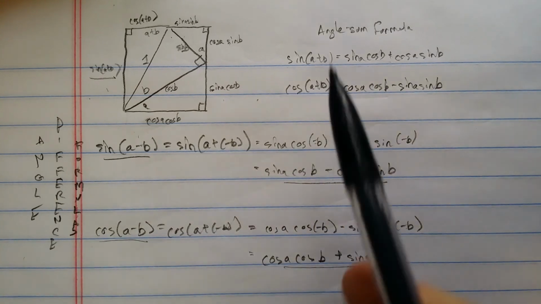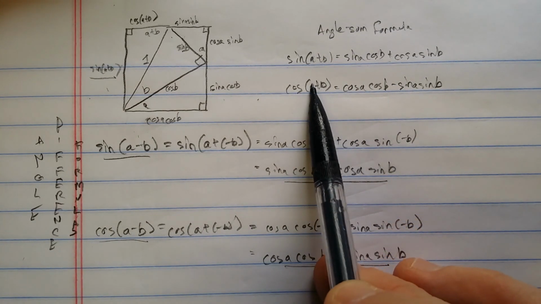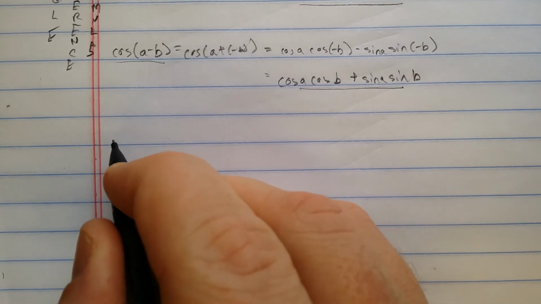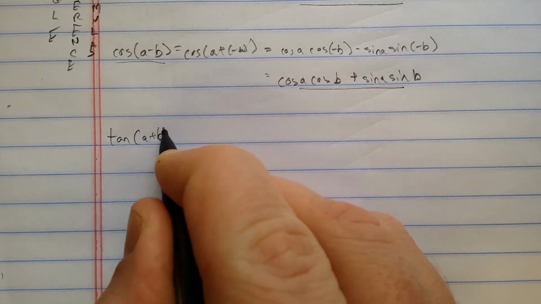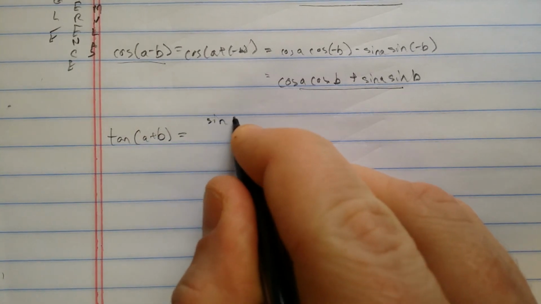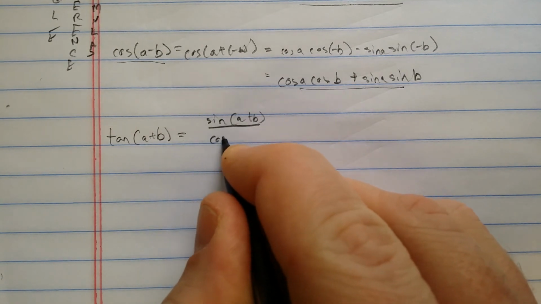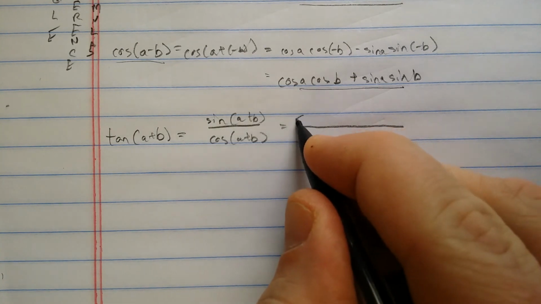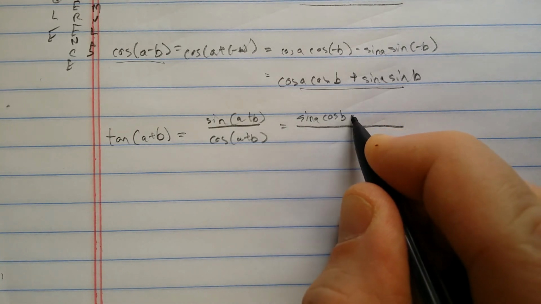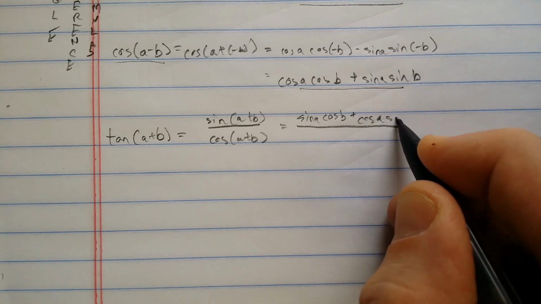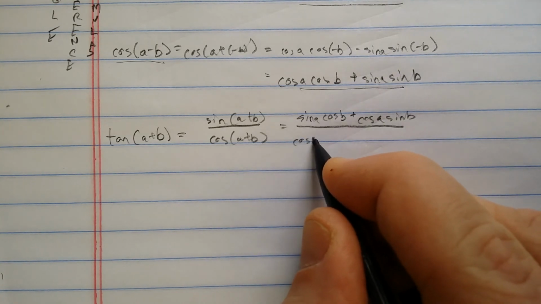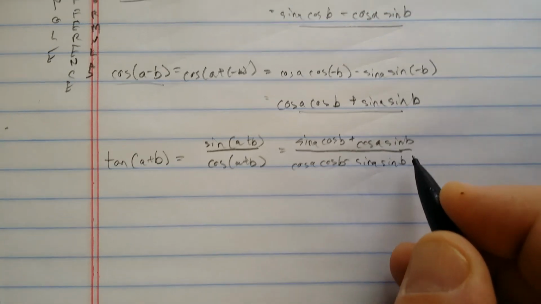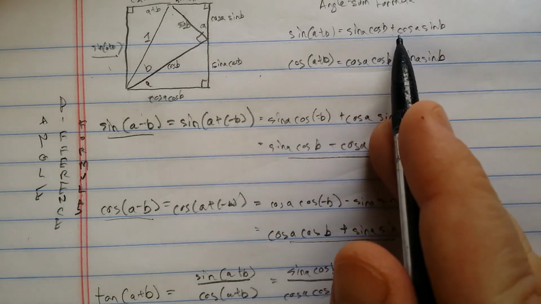Now that we have an angle sum formula for sine and cosine, we can find the angle sum formula for tangent. Tangent of A plus B is sine of A plus B over cosine of A plus B. And we just expand those like we did up there. That's sine A cosine B plus cosine A sine B over cosine A cosine B minus sine A sine B. Alright, I'm just applying these two things and making their ratio.